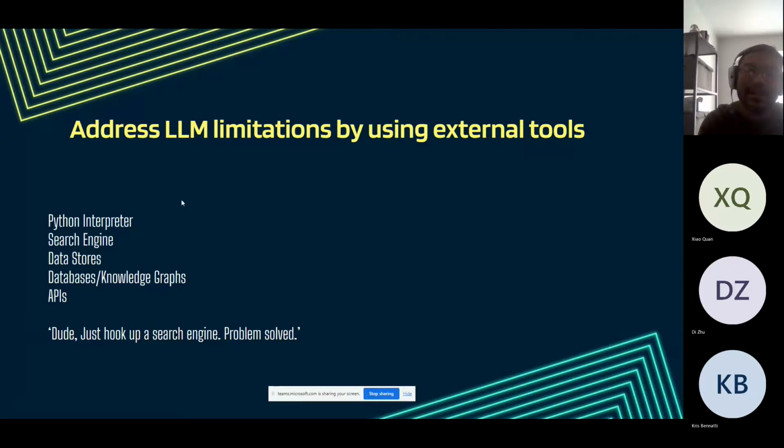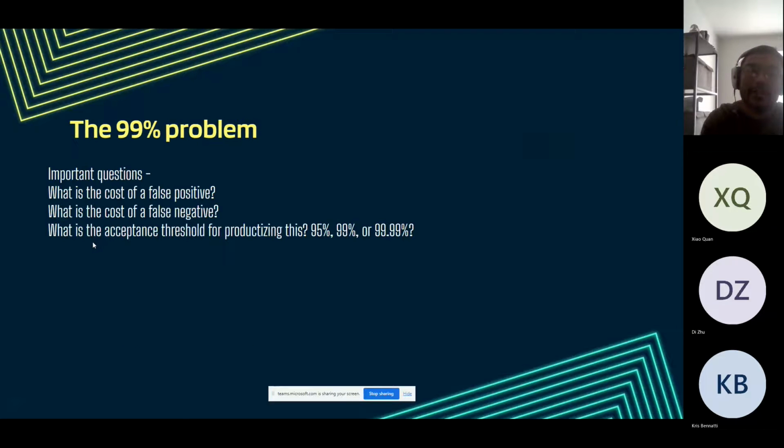So what are the different tools that you can use this way? We can have a language model interface with a Python interpreter, with a search engine, with different kinds of data stores, databases, knowledge graphs, APIs. And someone recently told me, when I was talking about certain limitations, dude, just hook up a search engine, problem solved. But all these are good, but do they really solve the problem?